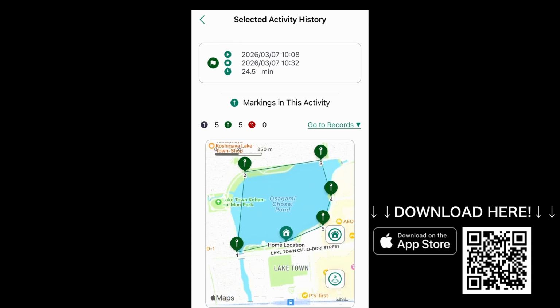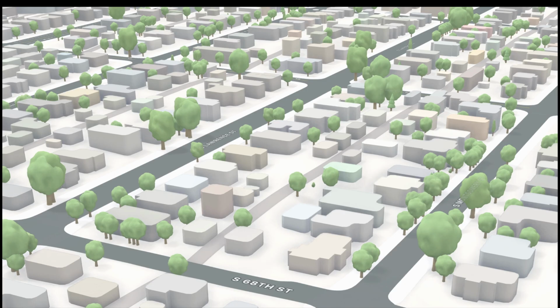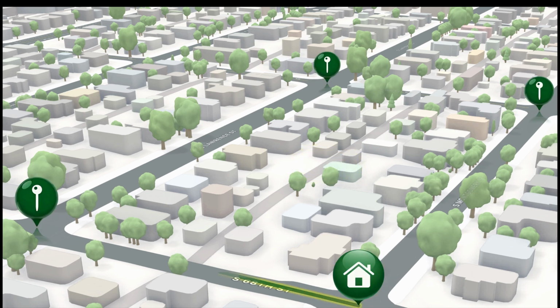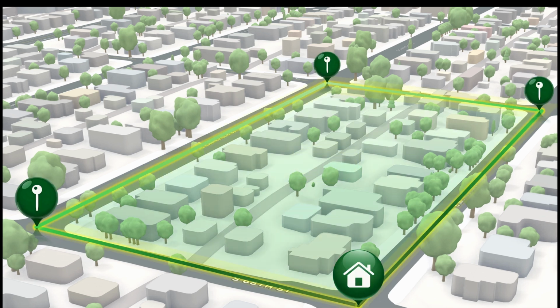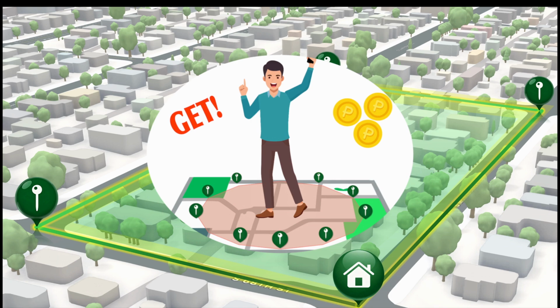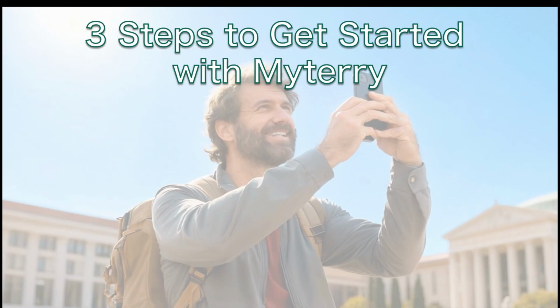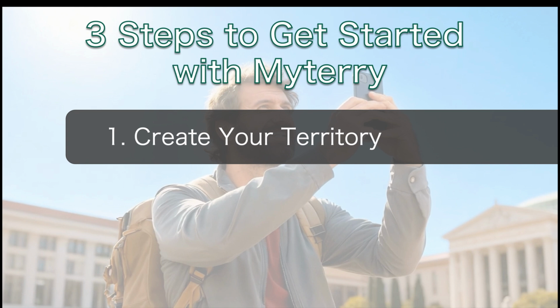Now, let's get started. Myterry is an app that lets you place pins on a map using your location data and get the area enclosed by those pins as your own territory, that is, Myterry. It is very simple, just 3 steps. Step 1, create your territory. Mark your favorite spots and create your territory.